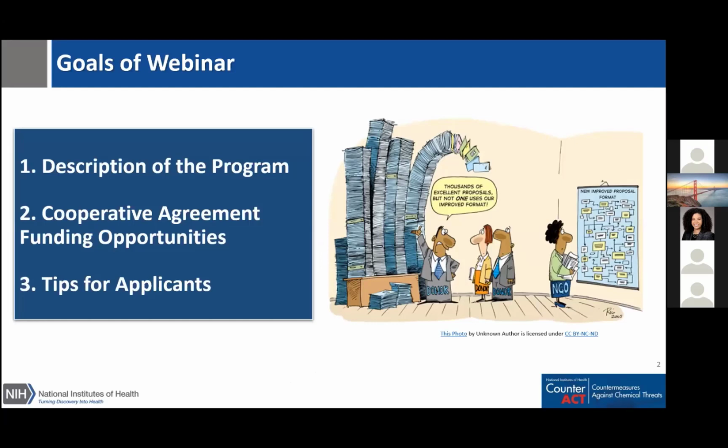First, we will present you with an overview of the CounterACT program. We will then speak about the specific cooperative agreement funding opportunities. And lastly, we will share some tips and lessons learned for when you construct your applications. And now I'll turn it over to Dr. Jett.